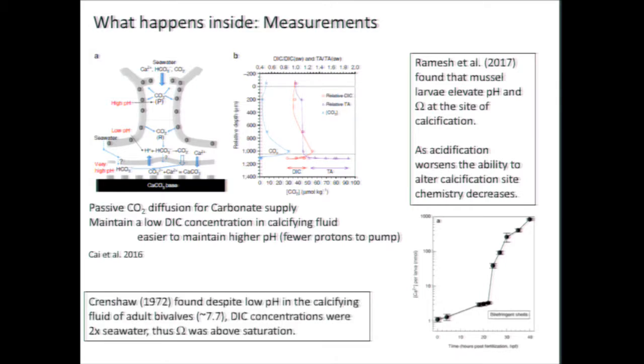And then finally, there's a paper that people often forget about. There's a nice paper, I think, right over here at MBL that was done. They measured pH and the DIC in adult bivalves and found that despite the pH being what we would consider low for the ocean in the calcifying fluid, those DIC concentrations within those calcifying fluids were nearly twice seawater. So if you calculated the saturation state, it was actually fairly well saturated.